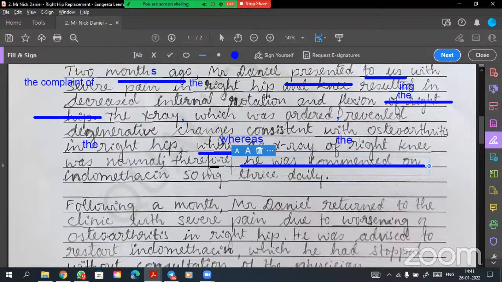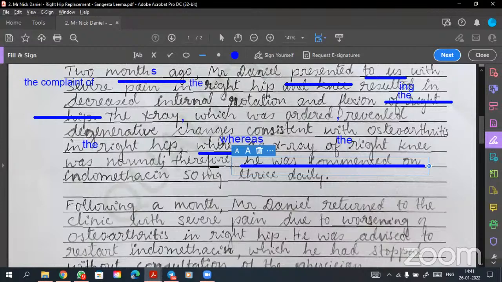Therefore, because it was normal, he was commenced on indomethacin. What do you mean by that? Don't you know what you are doing there? Huh? He made a problem there, correct? If it is normal, why are you commencing indomethacin? You tell me now. Now he has that right problem, no? So that's the reason. Together, that you have to separate. No, why did you put a comma, colon and write there immediately?